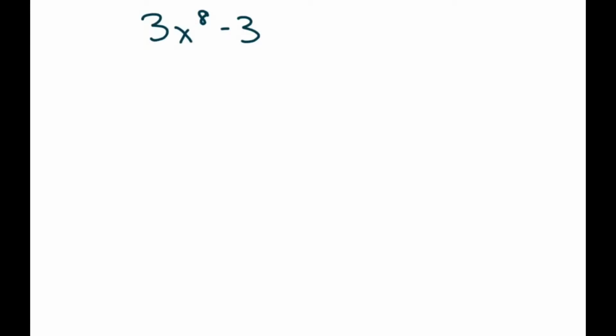The first thing I noticed is we have a common factor of 3, so I'm going to pull that out. Because remember, factoring, you're just kind of dividing this up but without losing the divisor.